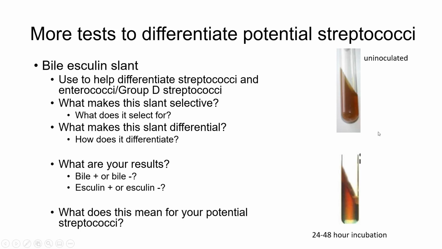And she doesn't tell you. I would tell you whether or not there's growth, because the way the picture is here, I really can't tell if it actually grew on the bile. So bile positive or negative, that one's hard to tell on this picture. I would probably just tell you that result. But the esculin, you would be looking for a much darker color in the after incubation picture. So this one's esculin negative.